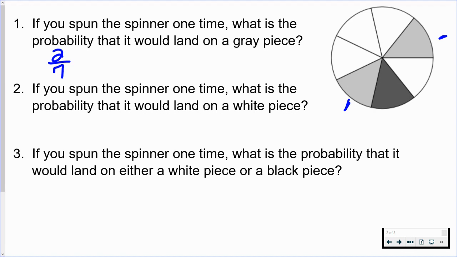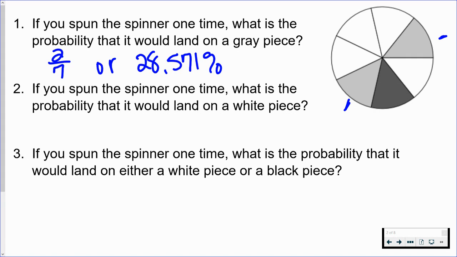Or if we divide that to get a decimal and a percentage, sometimes we might want a percentage as our answer, 2 out of 7 would be 28.571%. Just a reminder, to convert from a decimal to a percent, we move the decimal place over 2 places to the right. When we divided this, we actually got 0.28571, and so we moved the decimal place over 2 places to get the percentage.